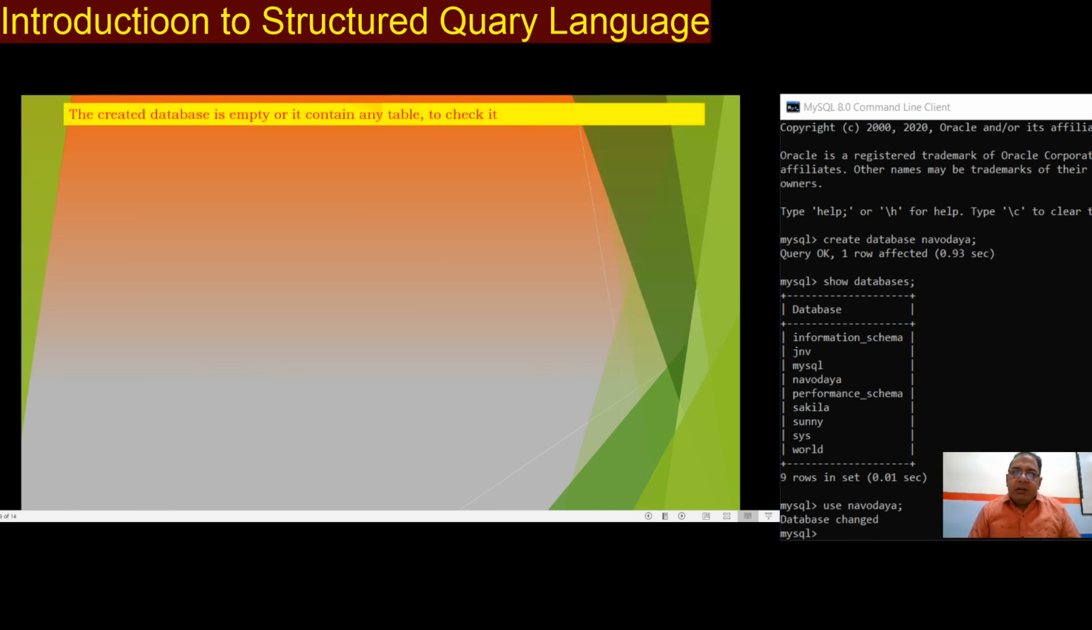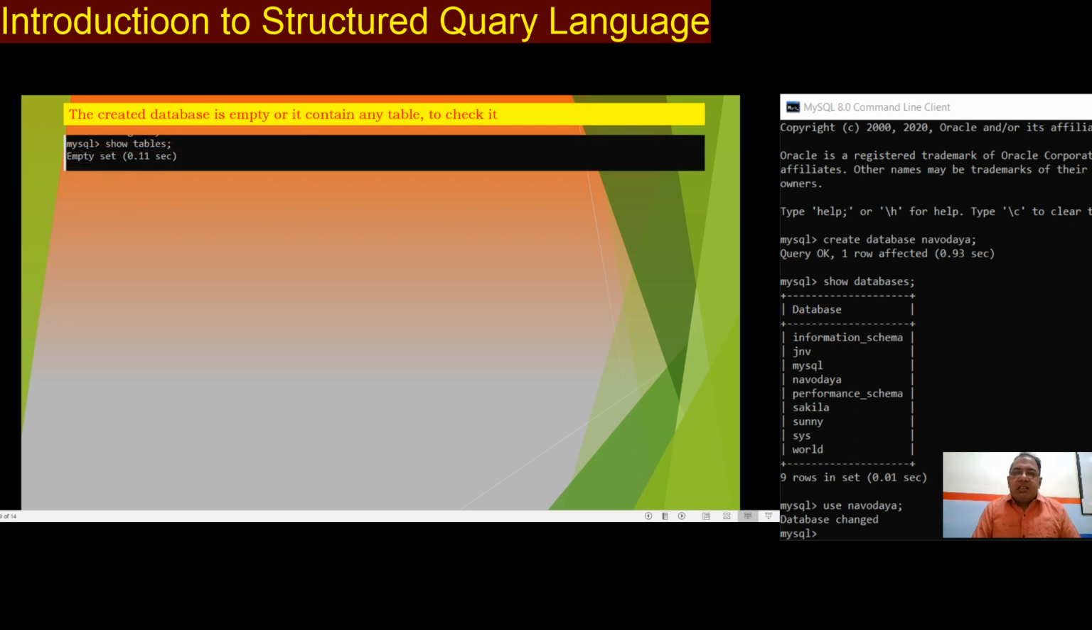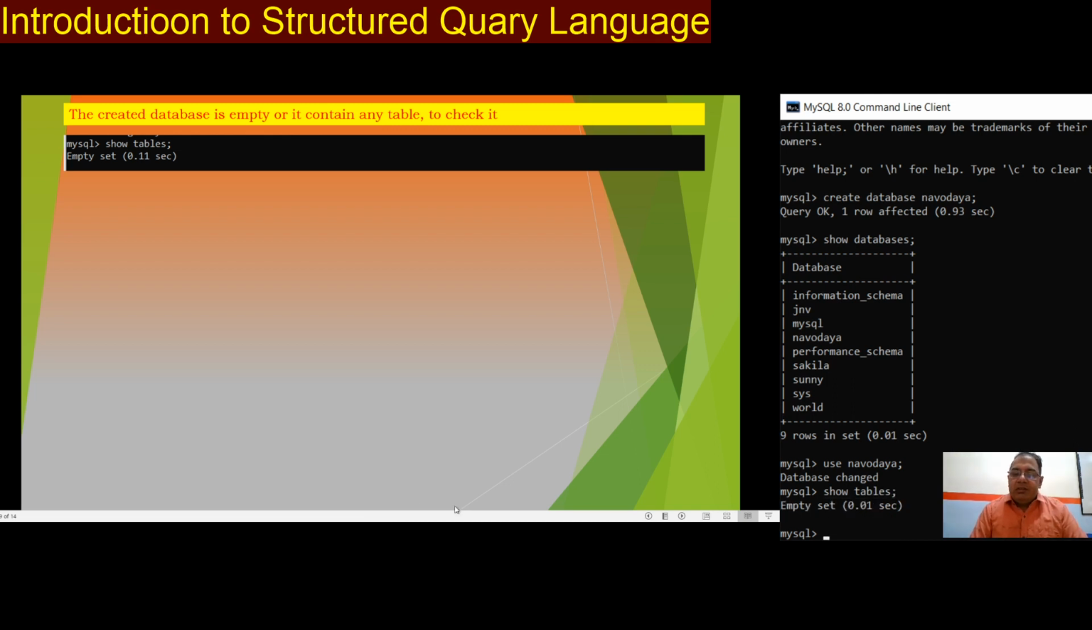In the next coming example we will show that the database which we have created is empty and it doesn't contain any table. To check it, we will just write down show tables and press enter. Here this is an empty set.